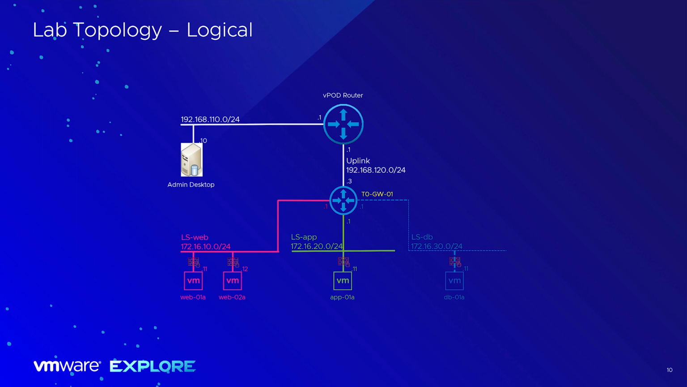So this is showing Site A, and it's essentially mirrored for Site B, just with different networks. So you'll see that there is a vPod router at the core with an admin desktop that's attached directly to that over a VLAN in this environment. And then below that, we start with a single T0 gateway that is attached to a couple of segments for you to see what configurations look like. We're going to modify some of those segments in some of these labs.